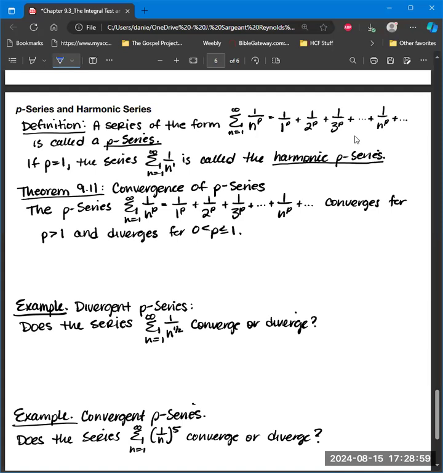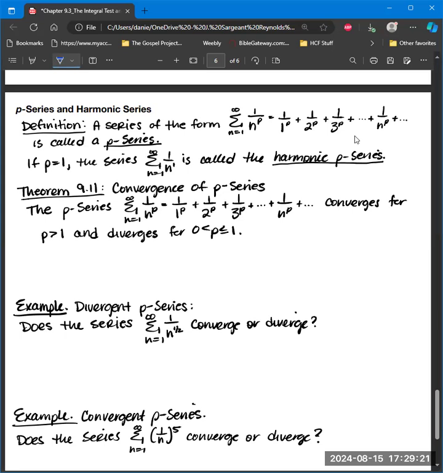If p equals 1, the series from n equals 1 to infinity of 1 over n to the first, that would just be 1 over n. It's called the harmonic series.